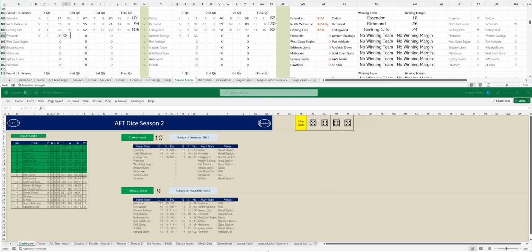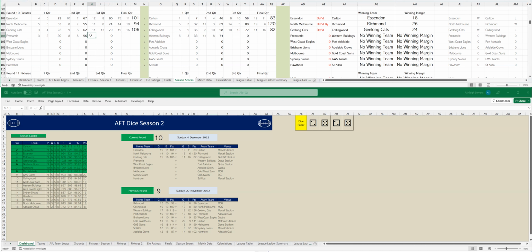Second quarter, Fremantle have kicked 5 goals 6. So that's 8 goals 8 to Western Bulldogs 6 goals 5. So that's 11 goals 8. Western Bulldogs are in front by 3 goals at half time. Let's go to the third quarter.